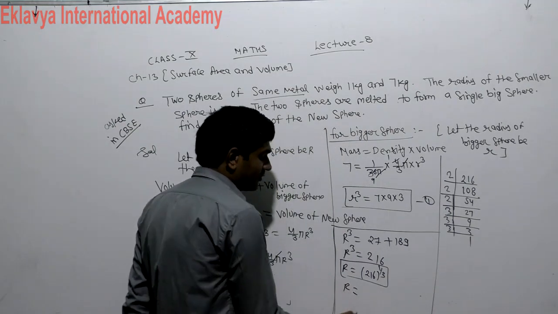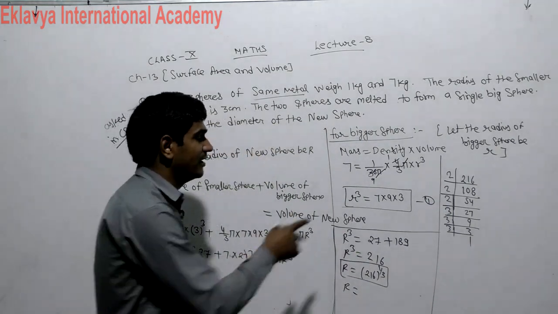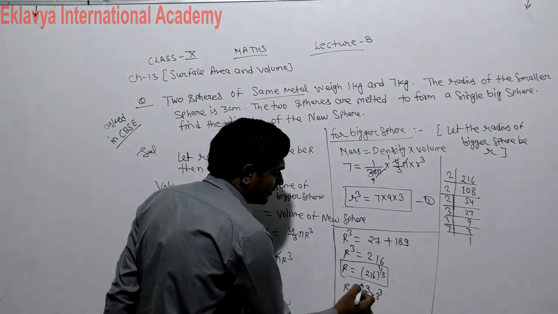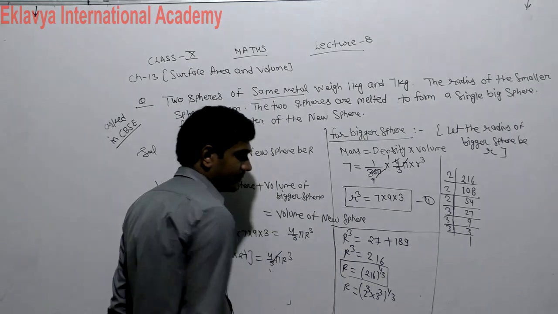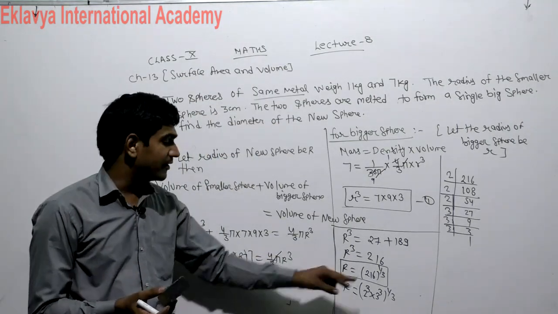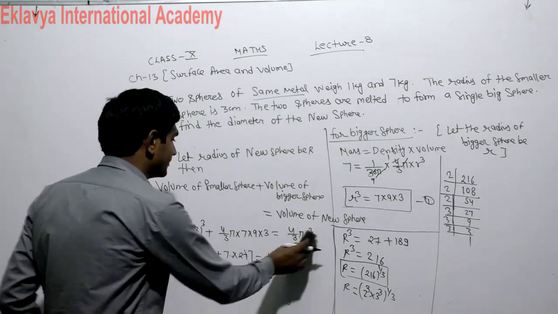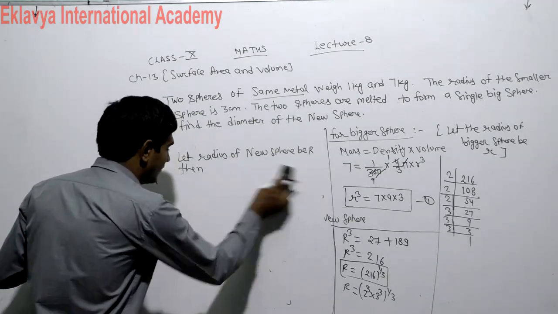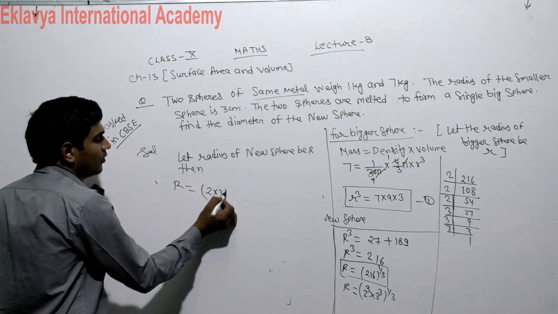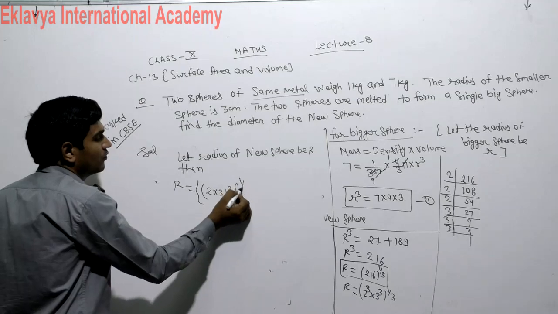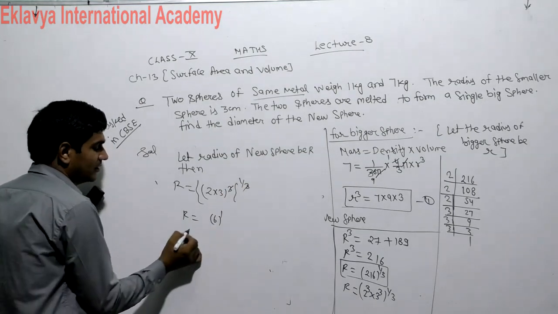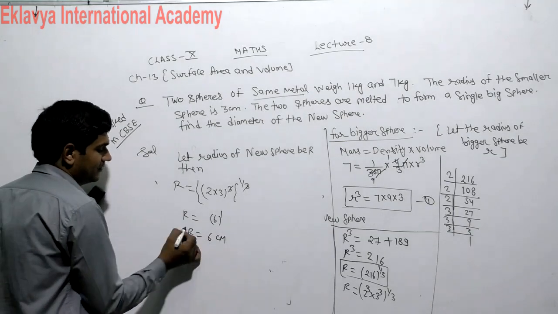So r is equal to 216, which can be written as 2 power 3 multiplied by 3 power 3, whole power 1 upon 3. Now if a power is given over a power, the powers are multiplied with each other. So what is the value of r? r equals 2 multiplied by 3, whole power 3, then the upper power also 1 upon 3. So r is 6 power 3, the 3 cancels with the 1 upon 3. So the radius is 6 centimeter.